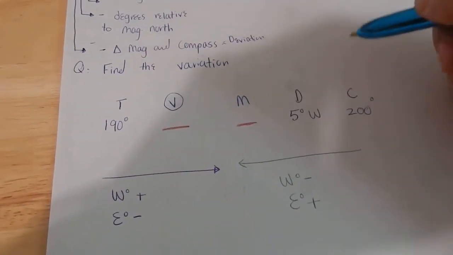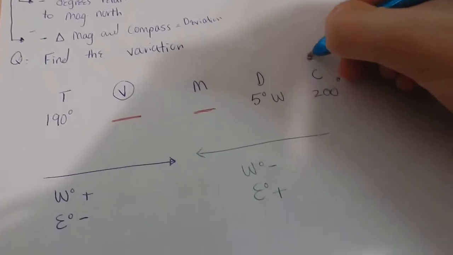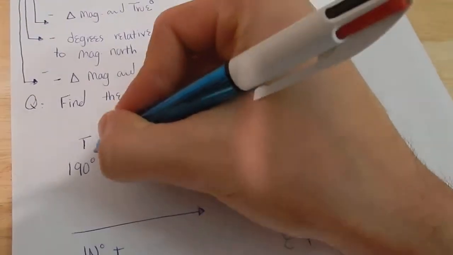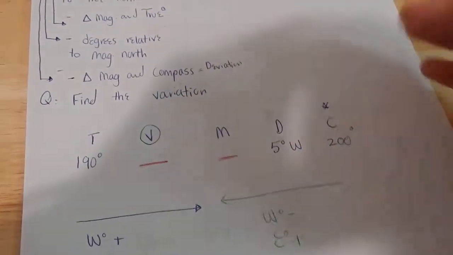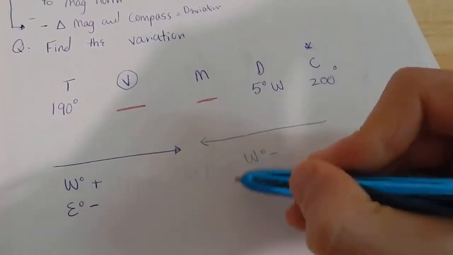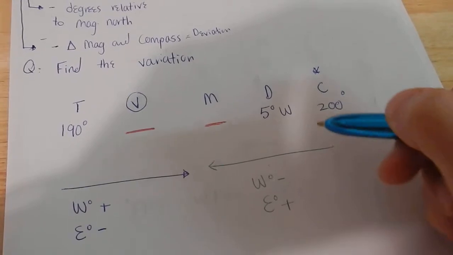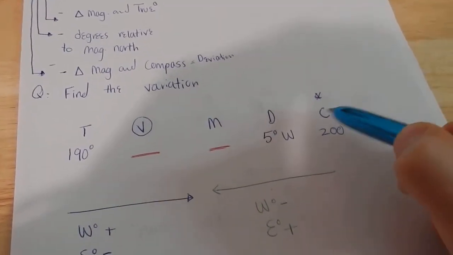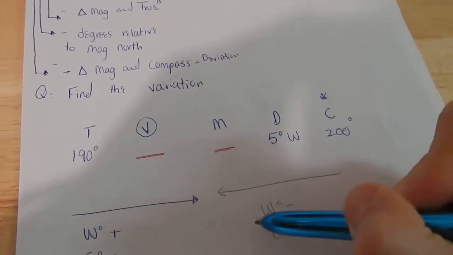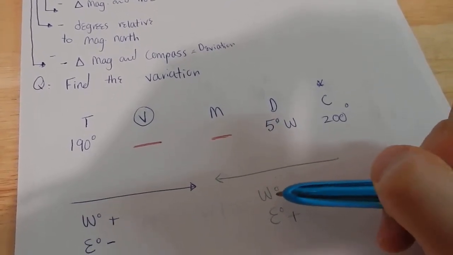So you're going to start here because that's where your first clue is. Remember, you can't use this one, you have to use that one. So you're going to have to go left, so you have to use this rule. It's a westerly deviation, the difference. Because you're going left, you're going to have to subtract for westerly difference.